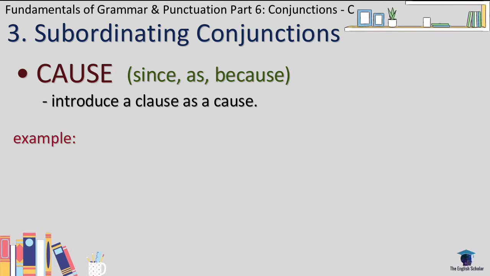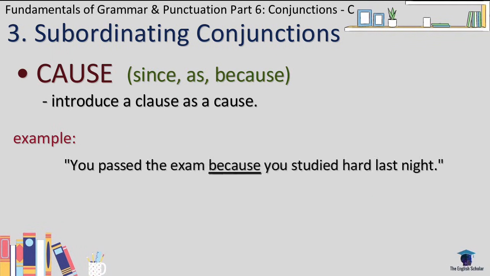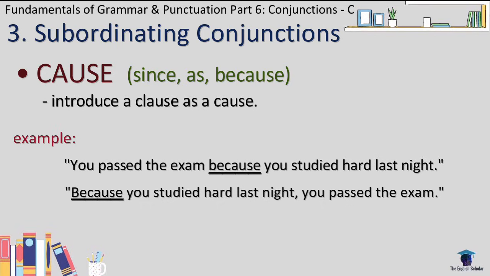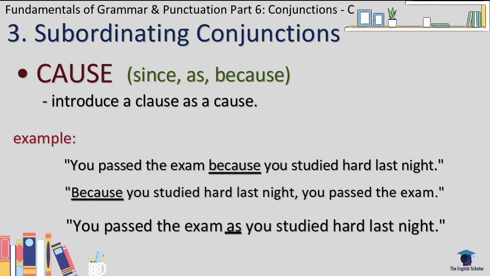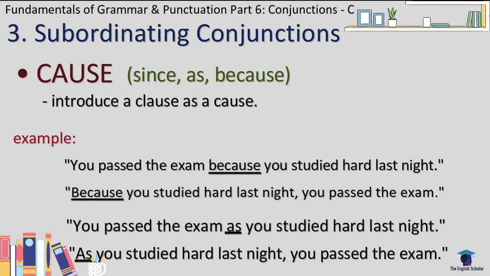We can also use because and as instead of since. You passed the exam because you studied hard last night. Or because you studied hard last night, you passed the exam. You passed the exam as you studied hard last night. Or as you studied hard last night, you passed the exam. Note, this should go the same with the other subordinating conjunctions. We can interchange clauses.